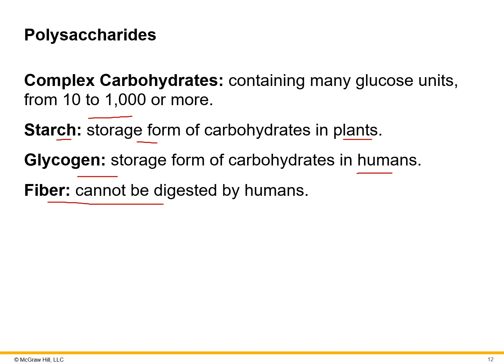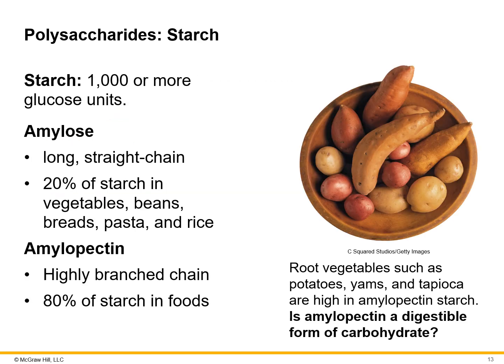And then fiber is what cannot be digested. And again, we need this for bulk. It's important to our diet, even though we don't get nutrients or calories from it. All right, so starting with our starch. Again, starch has about 1,000 or more glucose, so it's really packed full of glucose, made up of amylose and amylopectin.